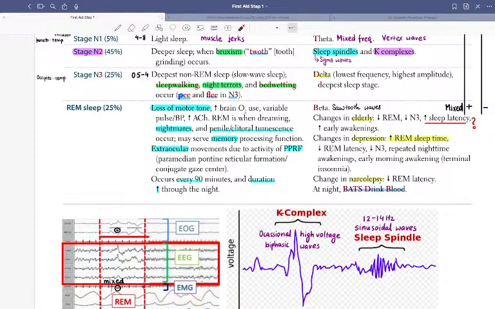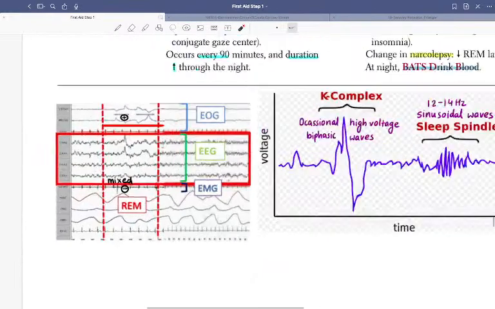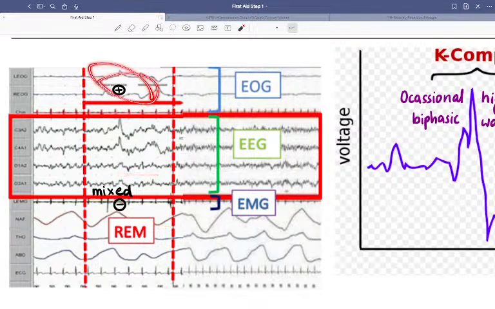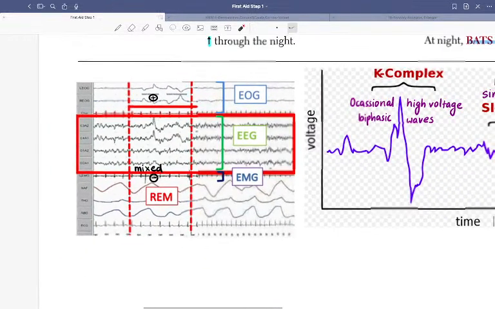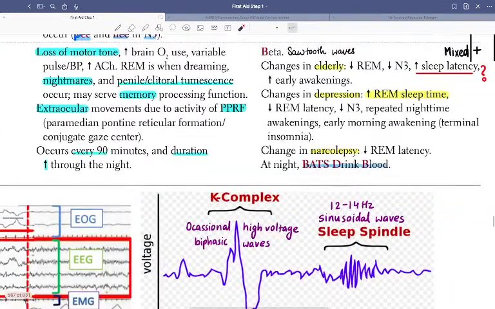So this is important, and then there are the changes. First we'll just look at this. How is this a REM sleep picture? Because EOG is positive, the rest is mixed, but here there's a lot of activity. When you have activity in the EOG, then it's going to be REM. Sleep spindle is 12 to 14 hertz, which is important.